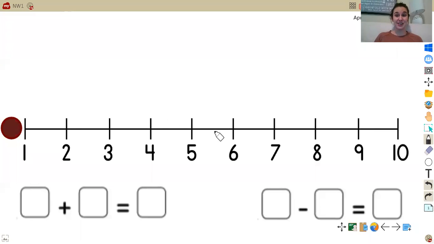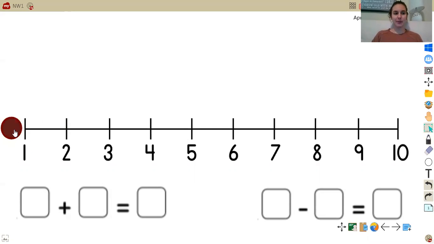So this right here, scholars, this is called a number line. And a number line can help you in both subtraction and addition. Okay, so I'm going to show you how it works before we do some word problems. I have a ball right here.